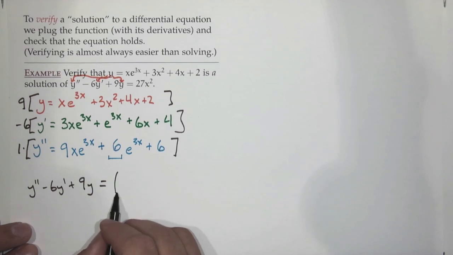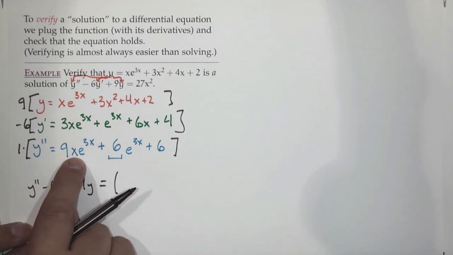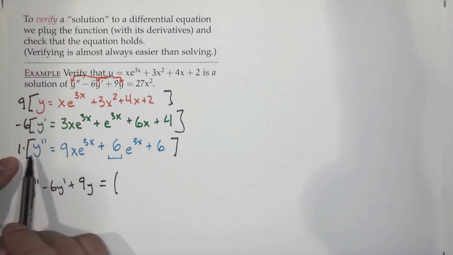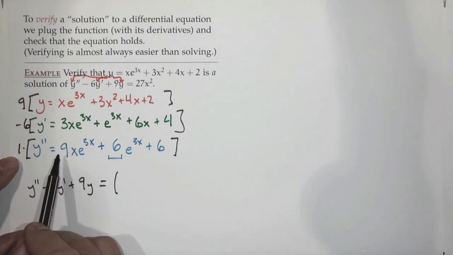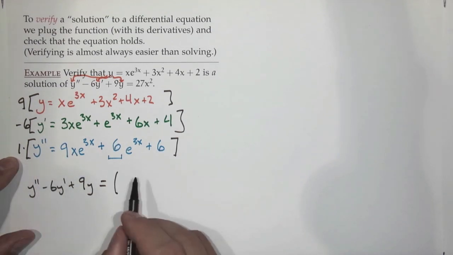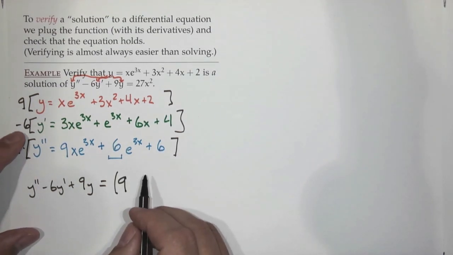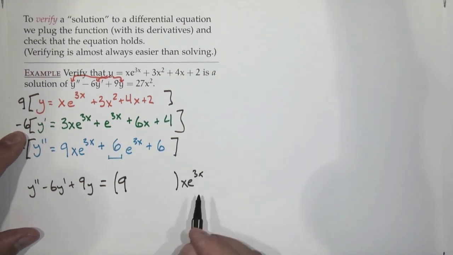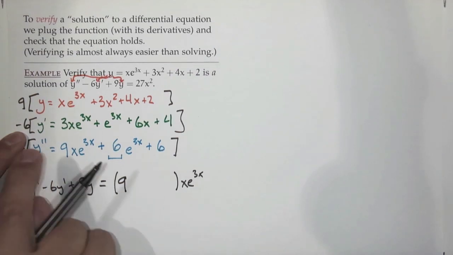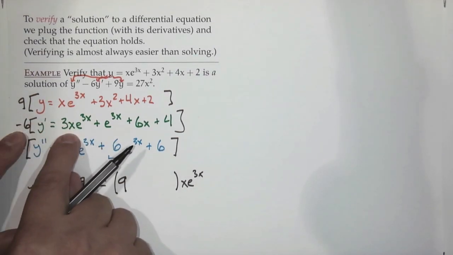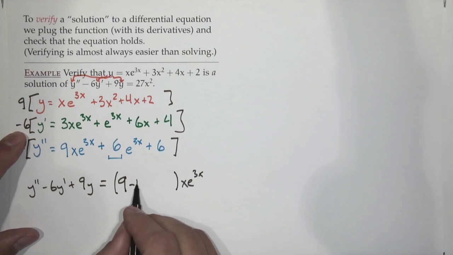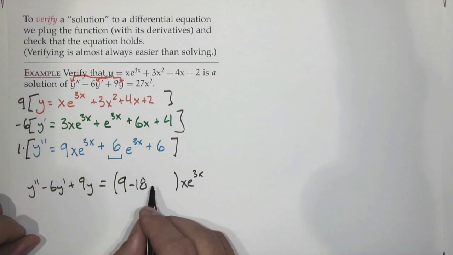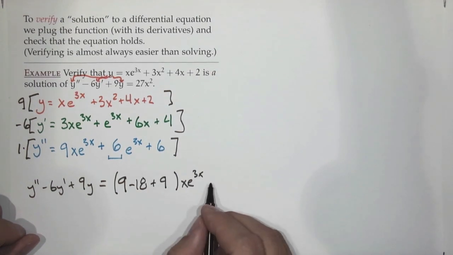Okay, so let's deal with the x e to the 3x. From the y double prime term, how many do we have? We have 9 of them. From the y prime term, how many are we going to have? There's x e to the 3x here. Negative 18, because that negative 6 is multiplying. Negative 6 times 3, negative 18. From the y term, what will we have? 9. All right, we'll clean that up in a second.